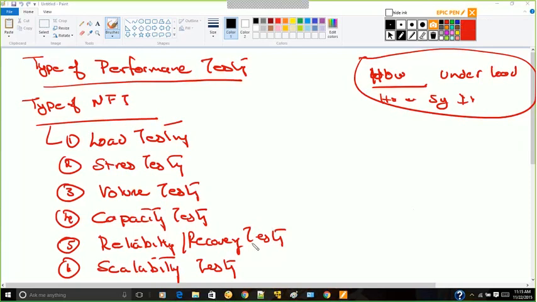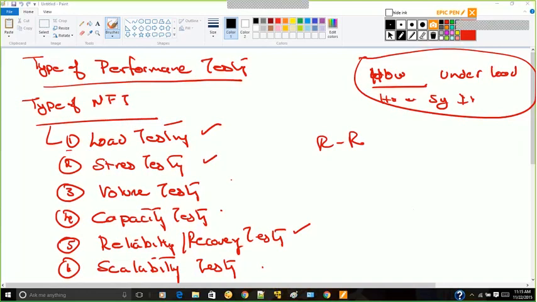In common, you will do load test, stress test, reliability test. These are the 3 common types of tests on a day-to-day basis you will be doing. Volume, capacity, scalability, we will do maybe one time, twice, not more than that. But release to release, you'll do load test, stress test, and reliability test. Now let's see these types of tests in detail, one at a time.